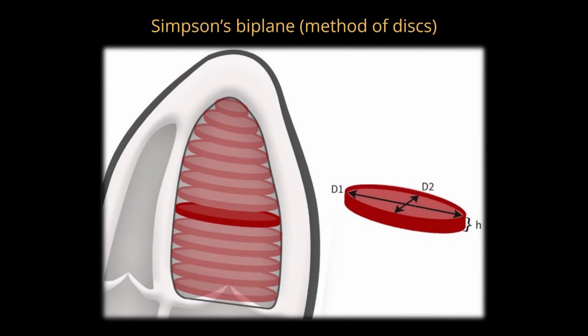A quick note on Simpson's biplane method. This is a method where the ultrasound machine will divide the LV cavity into numerous discs of equal height, then calculate the volume of each disc, add up those volumes, and then it calculates a total LV cavity volume both in systole and diastole. So that means it requires tracing of the endocardial border in both systole and diastole in both apical 4-chamber and apical 2-chamber views, which, as you can see, is very time consuming.